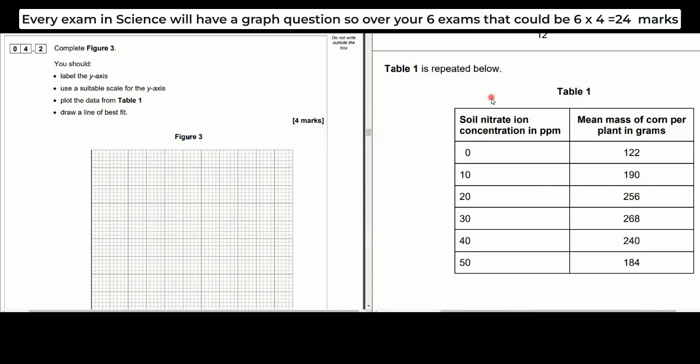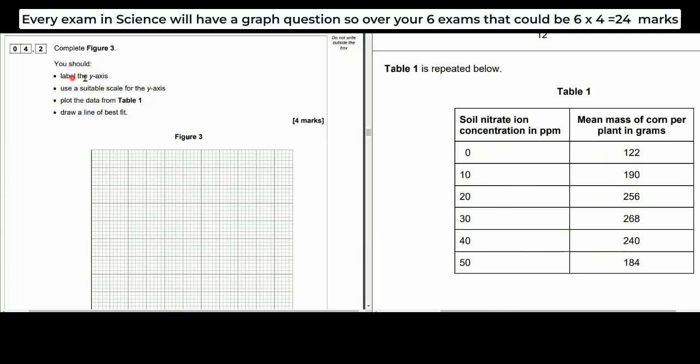Now you always have the independent variable, the thing that you change or the scientists change, in the first column, and the dependent variable in the right hand column. Normally this independent variable goes along the x-axis at the bottom, along the bottom of the graph, and the dependent variable, the thing that you measure, goes on the y-axis.